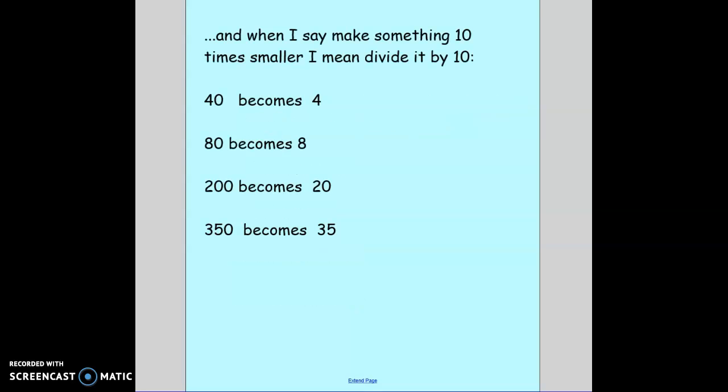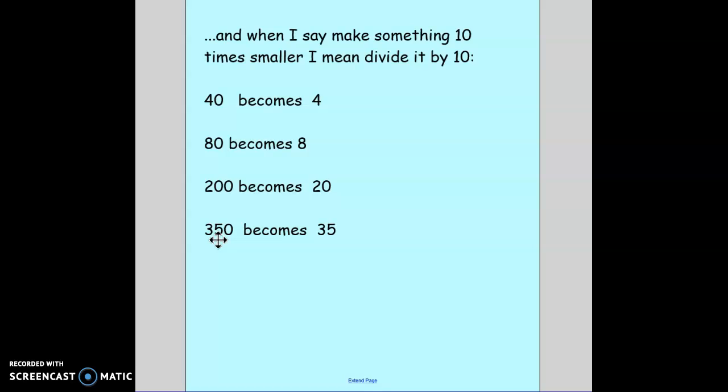And on the other side, when I say make something 10 times smaller, I mean divide it by 10. 40 divided by 10 becomes 4. 80 divided by 10 becomes 8. 200 divided by 10 becomes 20. 350 divided by 10 becomes 35. You can imagine all those place value digits moving one column to the right.